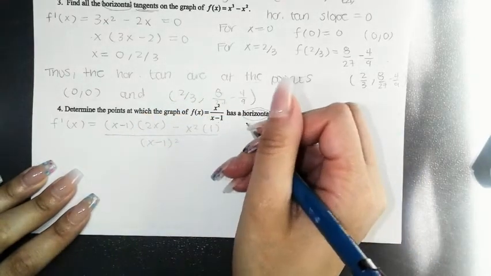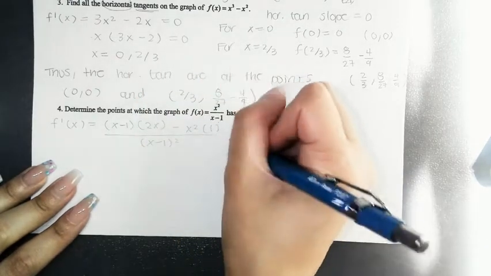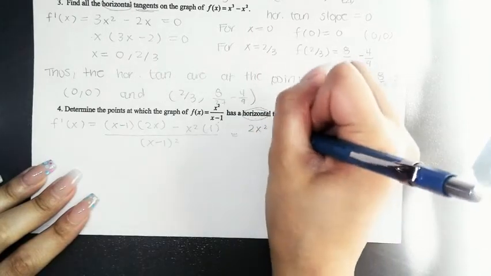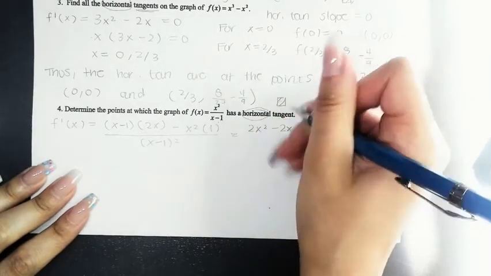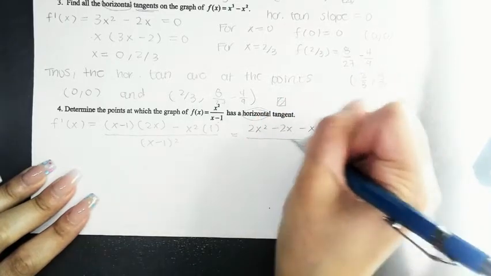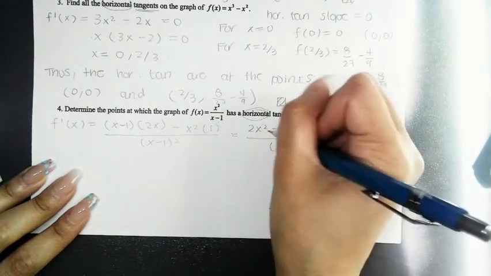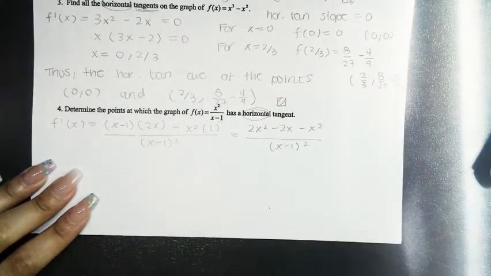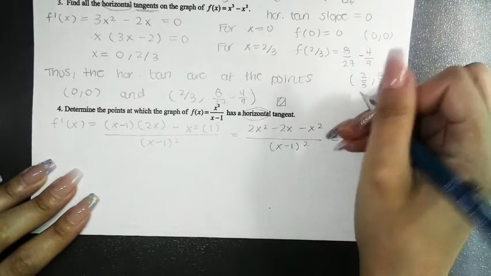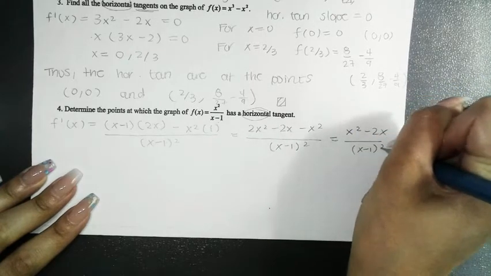So you have this situation. If we simplify, this is going to be equal to 2x squared minus 2x minus x squared, divided by x minus 1 squared. Clearly these two are like terms, therefore we'll combine them. So this is going to be x squared minus 2x divided by x minus 1 squared.